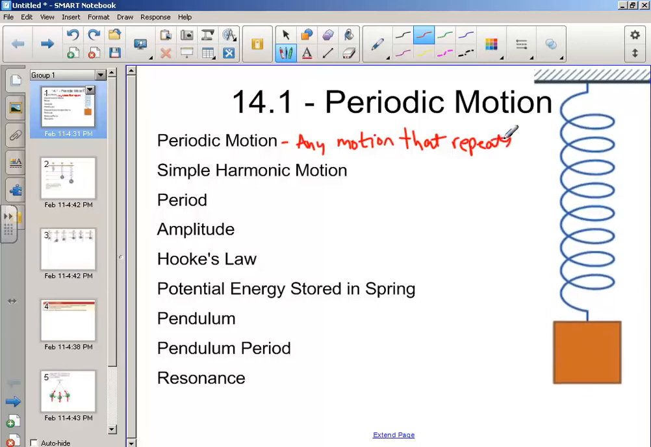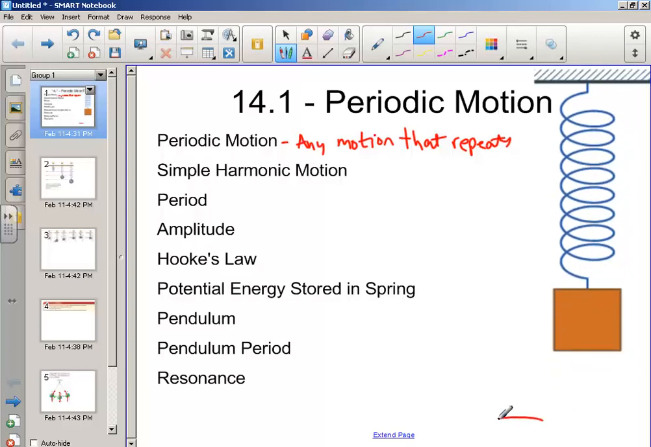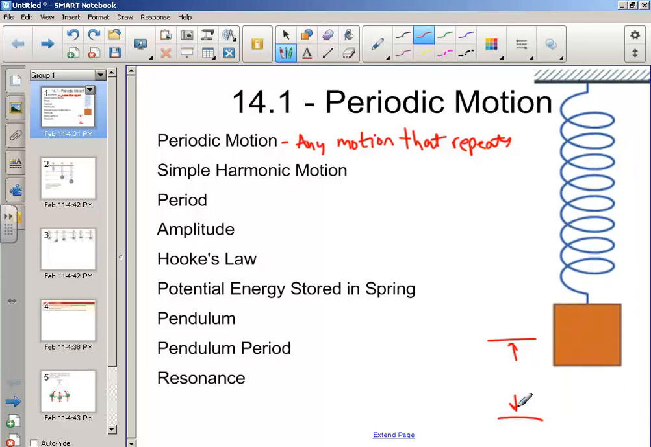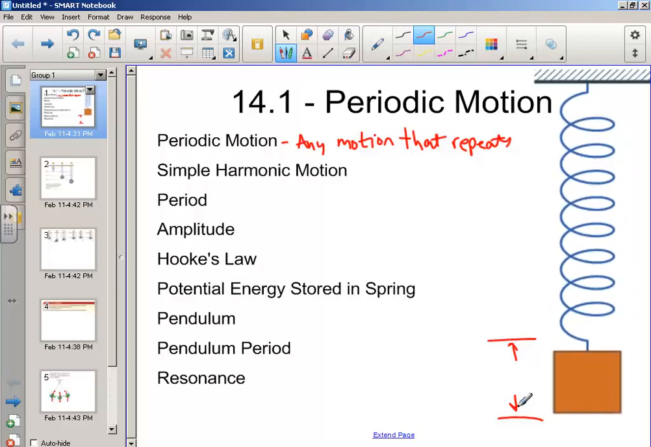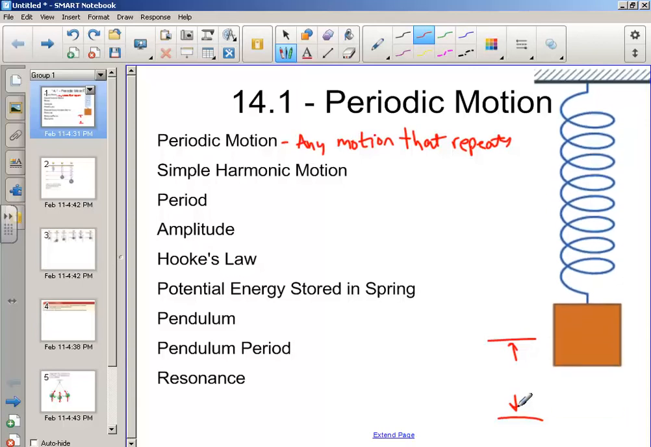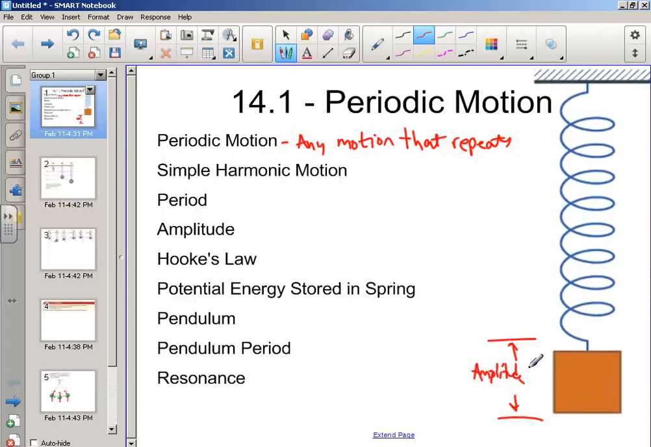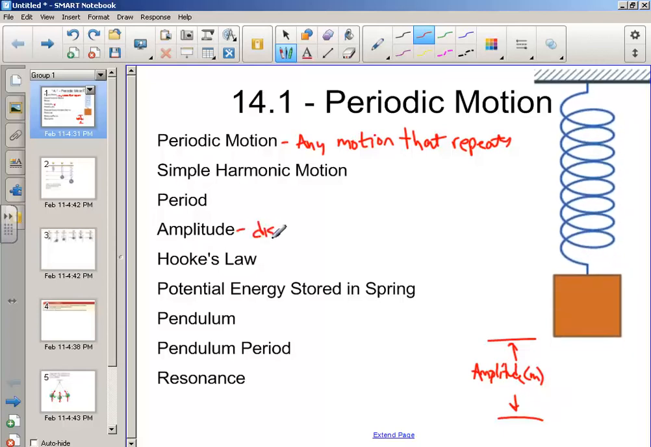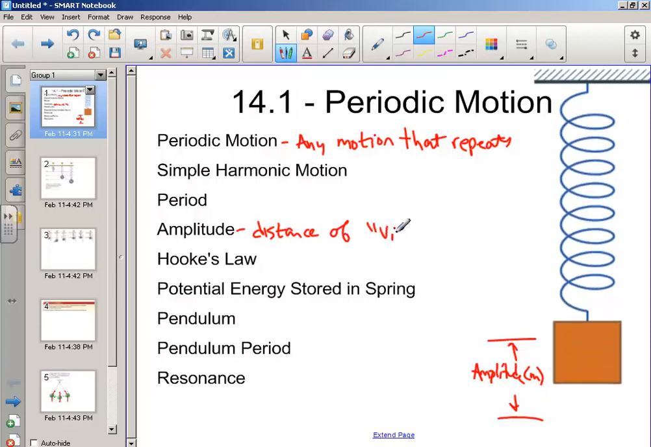So over here, I've got a spring going up and down. And when it's all the way down at the bottom, it's right here. And when it's up at the top, it goes up to here. So this thing is oscillating between these two points. And how far it goes from the bottom to the side, so I'm looking at the bottom of the box the entire time, we call this the amplitude. And we usually measure it in meters. So amplitude is the distance of quote-unquote vibration.